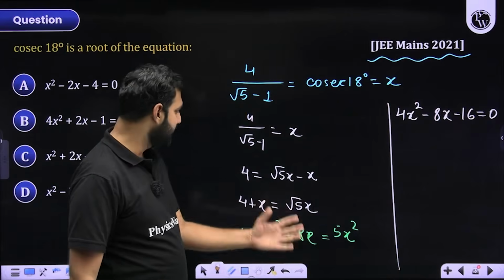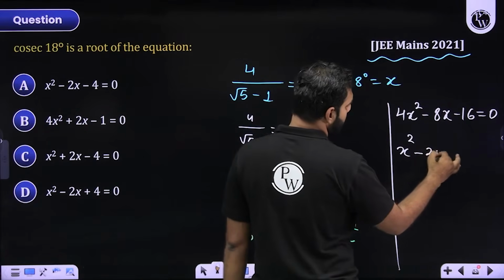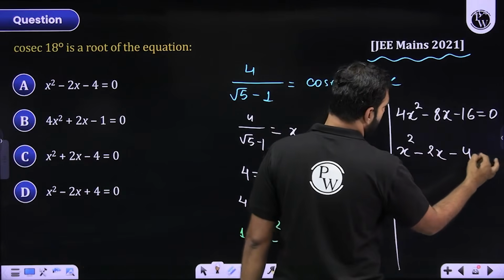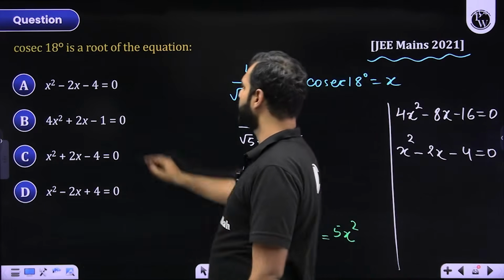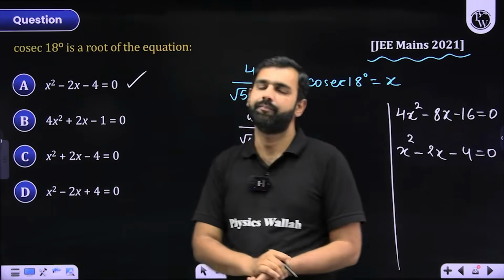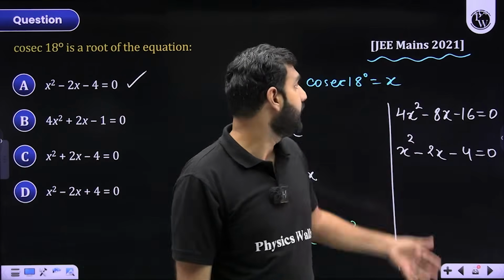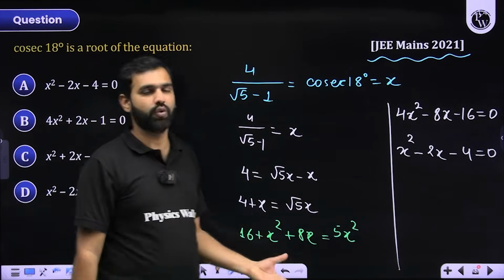4x square minus 8x minus 16. If I take 4 common, it will give me x square minus 2x minus 4 is equal to 0. So x square minus 2x minus 4 is equals to 0, given in the option A. Are you understanding that remembering these values can help you in such complicated questions in 3 or 4 steps?